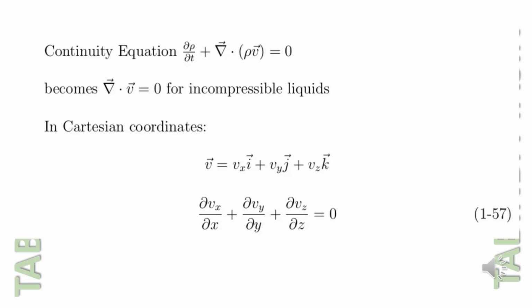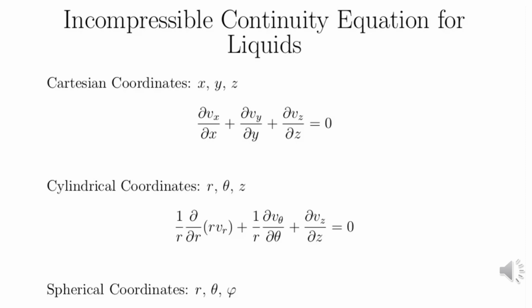As we know, the equation of continuity is written as partial rho over partial t plus del dot rho v equals 0. So del dot v is equal to 0 for incompressible liquids. In Cartesian coordinates, for the vector v with all its components, partial vx over partial x plus partial vy over partial y plus partial vz over partial z is equal to 0. Now, the incompressible continuity equation of liquids in Cartesian coordinates x, y, z is partial vx over partial x plus partial vy over partial y plus partial vz over partial z equals 0.